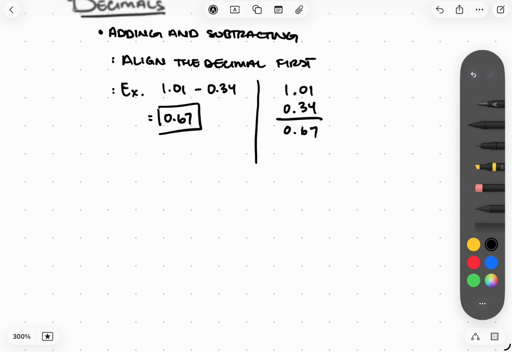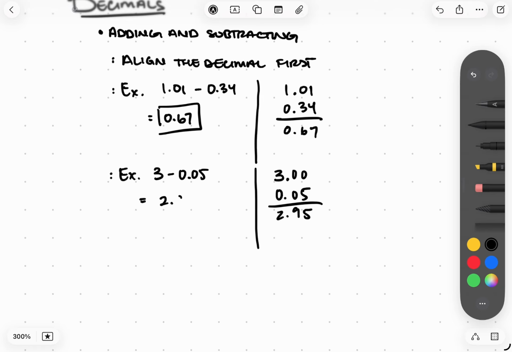If there are some spaces, then you're going to just replace them as 0. So for example, if I had 3 minus 0.05, then what I'll do is, starting with the 3, there is no decimal place, so I'm going to put a decimal right there. And then you have 0.05, so you see that the decimal is still aligned. Then I'm going to add zeros here before I reduce. So therefore, I'm going to be left with 5, 9, and then 2. So therefore, it'll be 2.95.